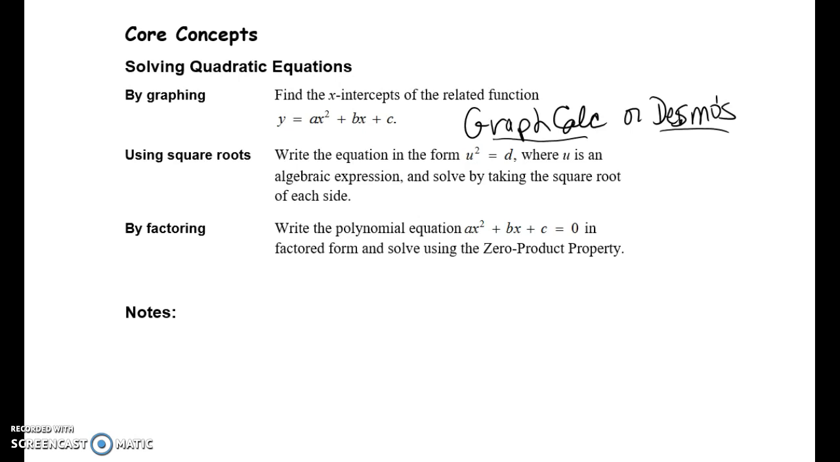Then the next method is using square roots. And you're going to use square roots when there is no bx term in the problem. Then we're going to learn how to solve by factoring. So you have to know all the types of factoring. Let's write down our step-by-step directions.